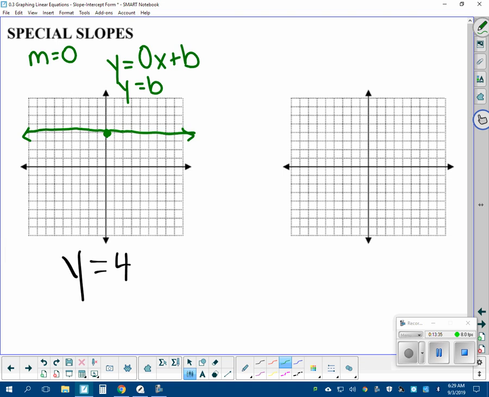But what if I draw a line this way? What's the y value on this point? 4, 4, 4, 4. The x values are all different, but the y's are all 4. So anytime you have y equals a number, it is a horizontal line going through whatever the number is for your y value. The other one is when your slope is undefined.